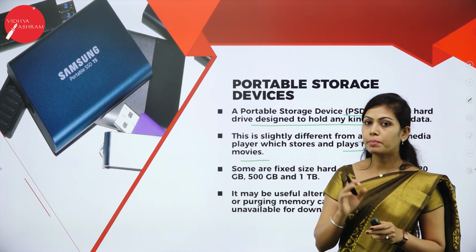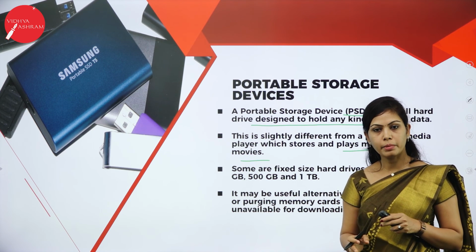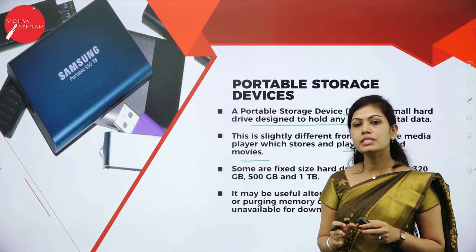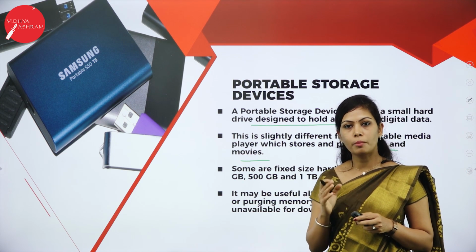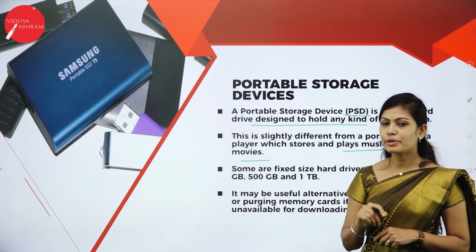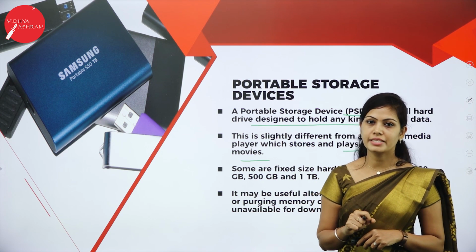So we have studied primary memory and secondary memory. Primary memory consists of RAM and ROM, and secondary memory consists of hard disk, floppy disk, optical disk. With this we have come to the end of this chapter. So easily you can score 6 marks in this chapter.